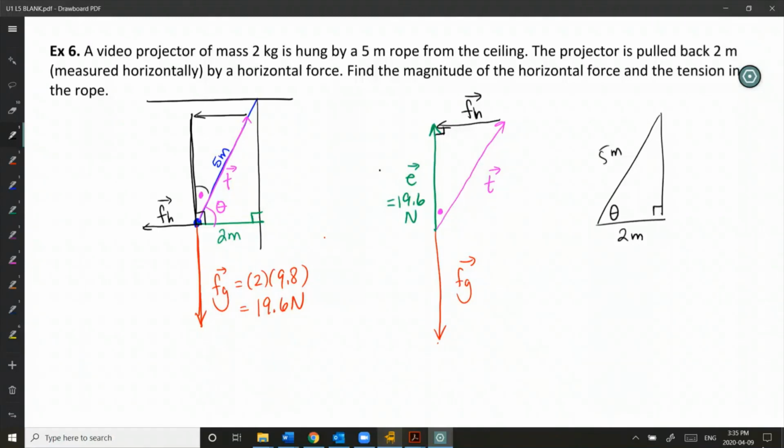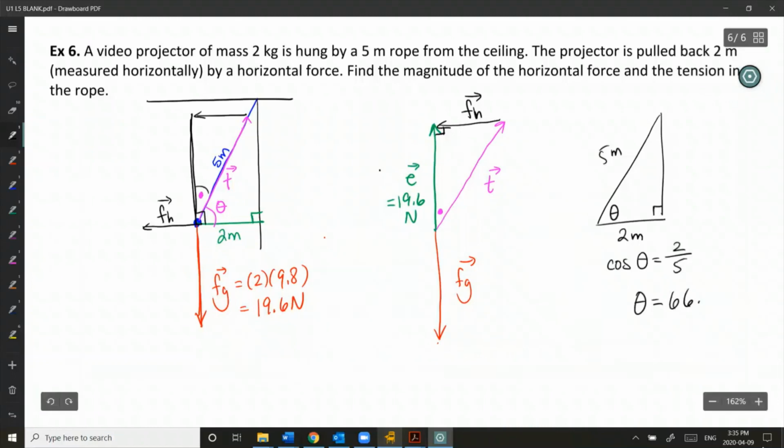So we have adjacent and we have hypotenuse. Let's use cosine for this. And we're going to do cos inverse in our calculators. And let's round to 1 decimal place here, 66.4 degrees. Okay, maybe we'll come up with a bit of a better name. Maybe this can be x.